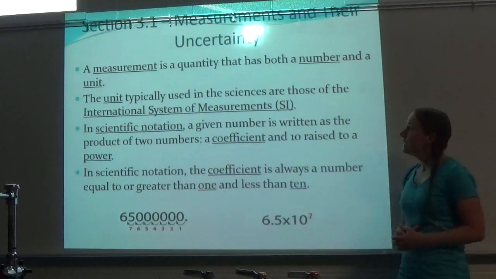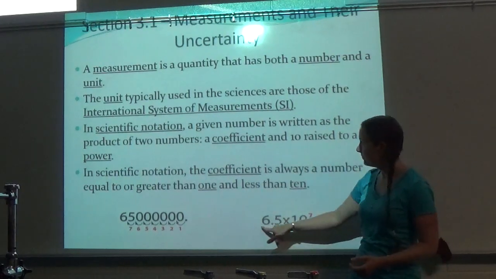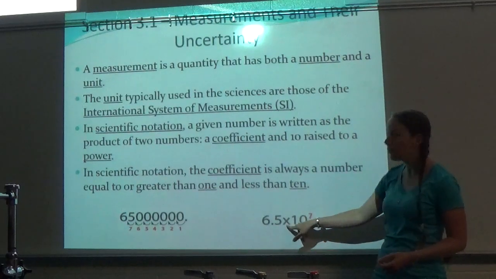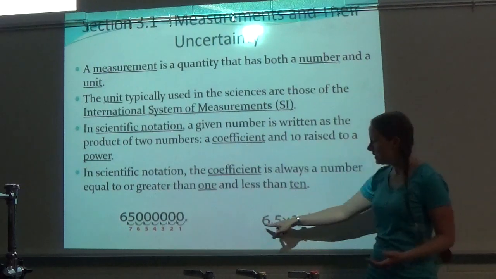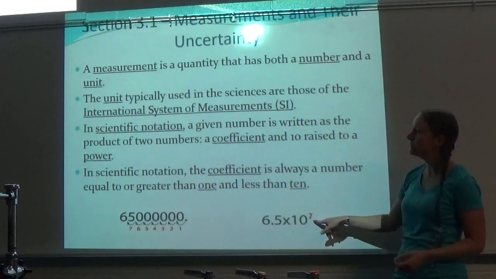In scientific notation, a given number is written as the product of two numbers. There's a coefficient, and it is 10 raised to a power. So the product, of course, means they're multiplied. So 6.5 is the coefficient times 10 raised to the power of 7.